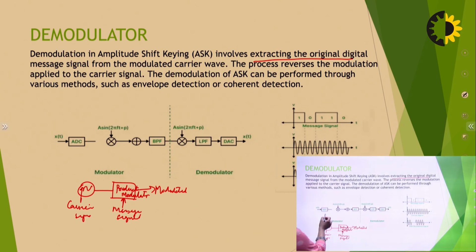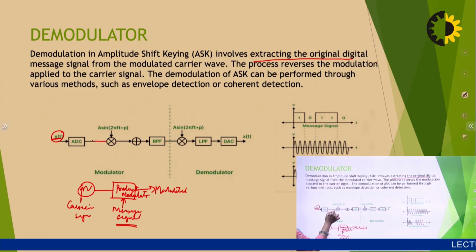Here x(t) is our message signal. It is applied to an ADC where it is converted into a digital signal, because we are not taking the message as a digital signal here. We need to convert it into digital, because this is a digital modulation technique, so we need our message to be digital. In this diagram I am already taking a digital signal, but if you are taking an analog signal, you need to convert analog to digital. Then we apply it to our modulator. This is a product modulator, which takes this message signal as well as your carrier signal.